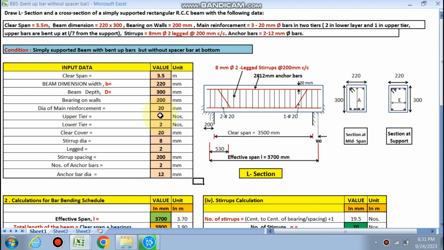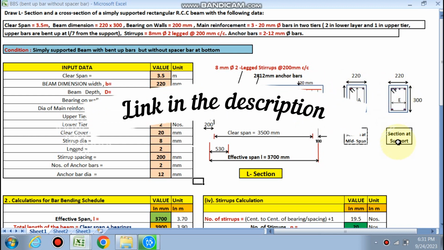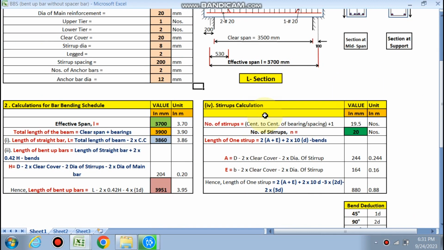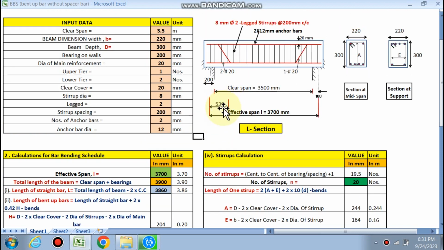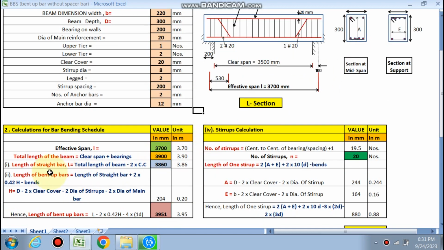If you fill in all this data accurately, you can see the L section is being done, the section at the mid span, and the section at the support. 220 by 300 mm is the beam depth. Now the calculation of the bar bending schedule, total length we have already calculated in the last video also. So you can see that the effective length is 3700, clear span is 3500. Effective span will be half of the bearing on each side, so it will be added up.